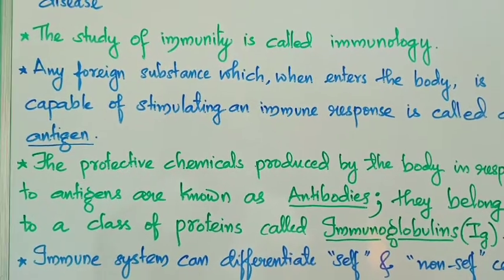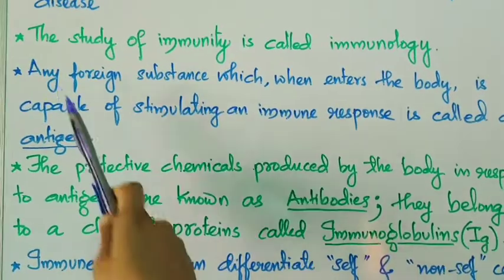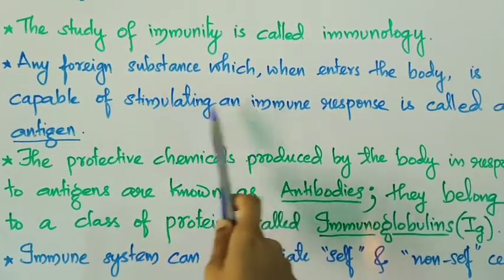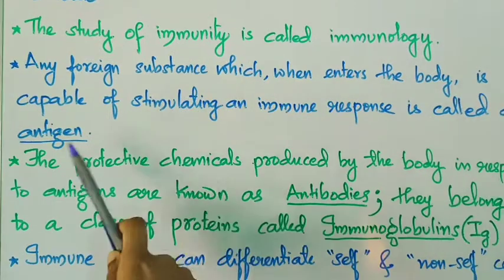Now, there are certain terms in this textbook, in this chapter, which you need to understand before we move further. Let us see what they are. Any foreign substance which, when it enters the body, is capable of stimulating an immune response is called an antigen.